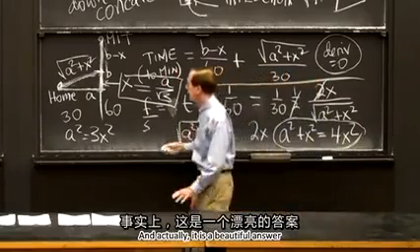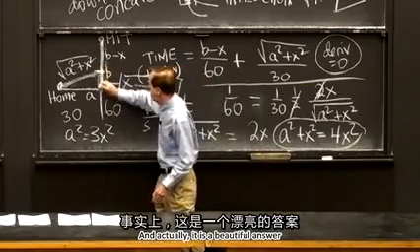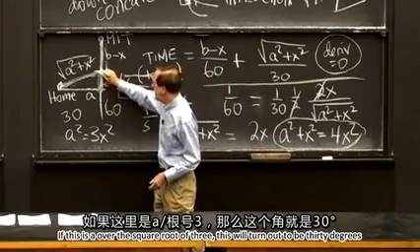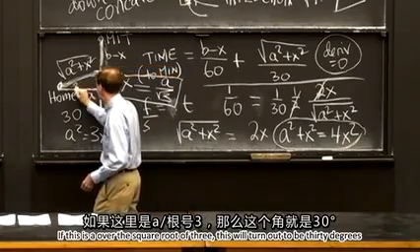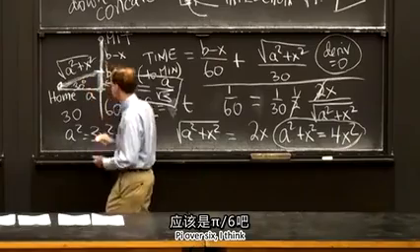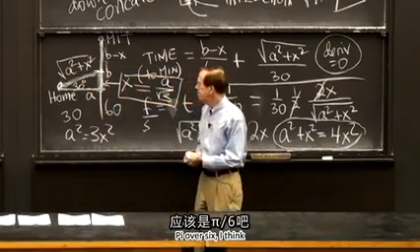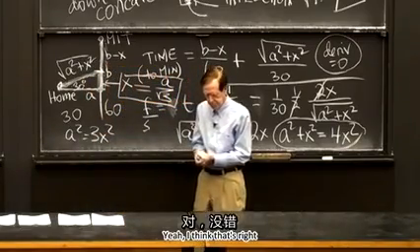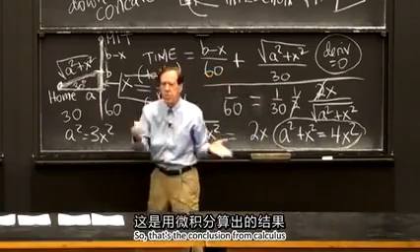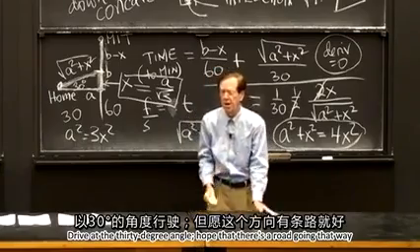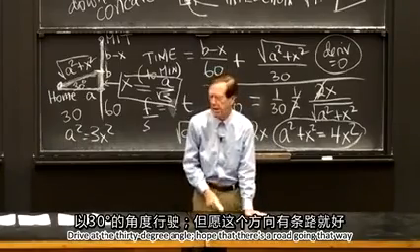And actually, it is a beautiful answer. If this is a over the square root of 3, this will turn out to be 30 degrees, pi over 6. I think that's right. So that's the conclusion from calculus. Drive at a 30-degree angle, hope that there's a road going that way.